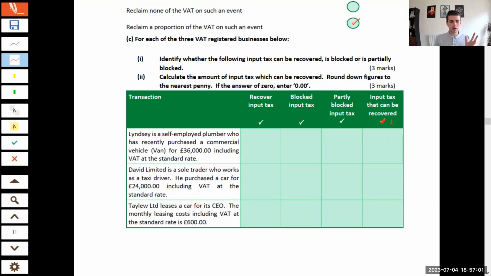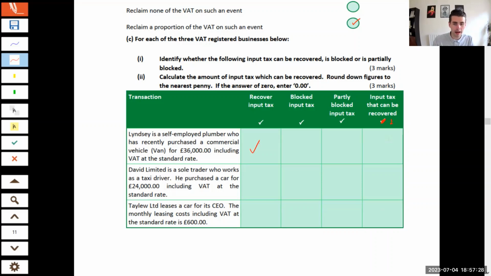Because you can very easily go, oh, vehicles. Actually, yeah, no, I know vehicles can't be, because you can't reclaim input VAT on vehicles if it's purely for business use. You can reclaim on things like vans and lorries. Again, check the reference material. It says VAT can be recovered on commercial vehicles such as vans/lorries. So I can recover this amount.